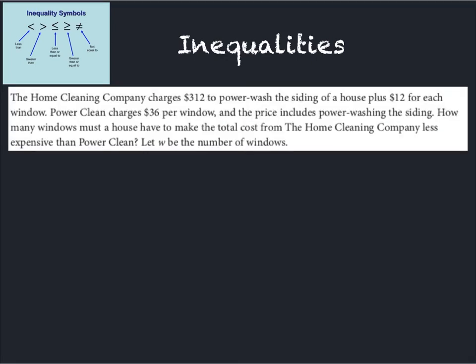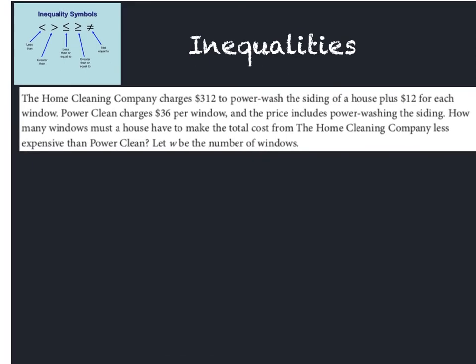All right, again, go ahead and pause the video and try to work this out on your own if you can before watching me do it. So here it says the home cleaning company charges $312 to power wash the siding of a house plus $12 for each window. Power cleaning charges $36 per window, and the price includes power washing the siding. How many windows must a house have to make the total cost from the home cleaning company less expensive than power clean? Let W be the number of windows.